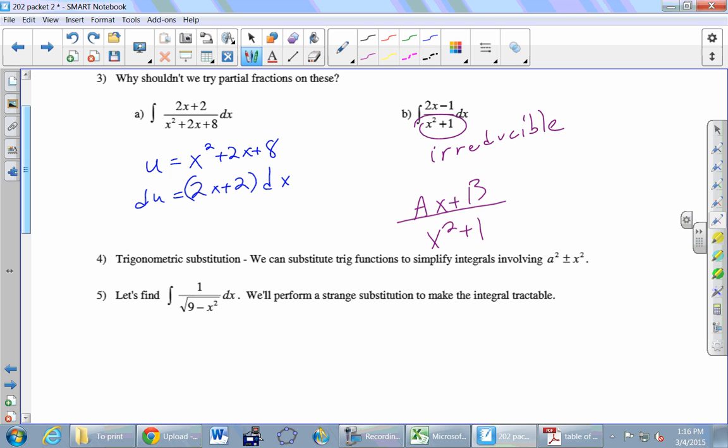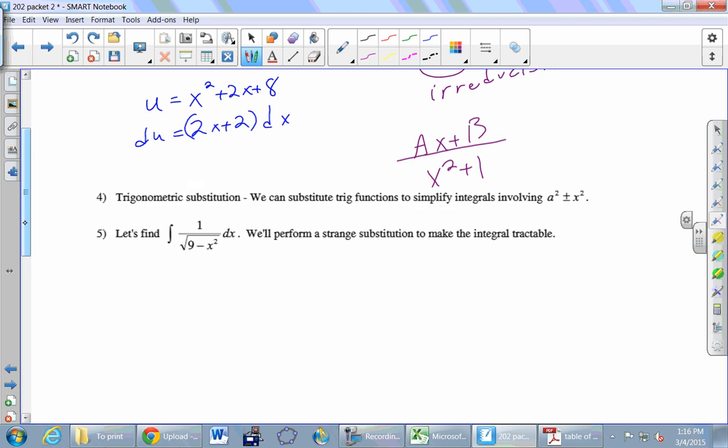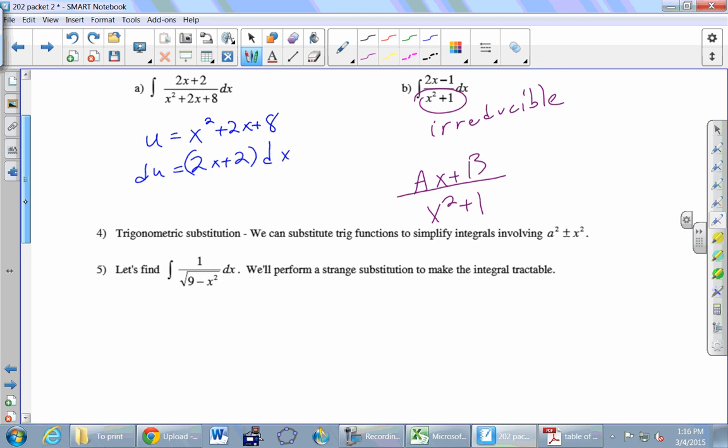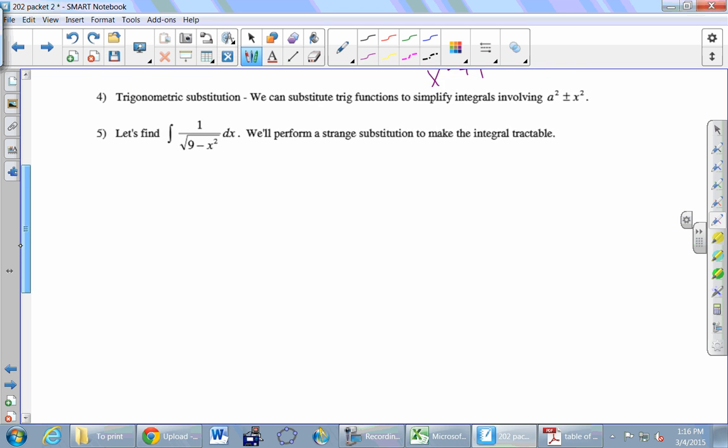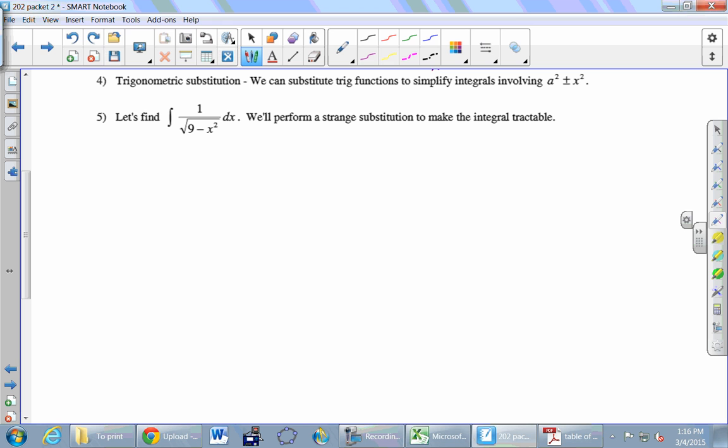Okay, so moving on to 4. If you thought partial fractions were bad, you haven't seen anything yet. So let's try trig substitution. And we're going to try number 5 here, actually. 1 over the square root of 9 minus x squared.